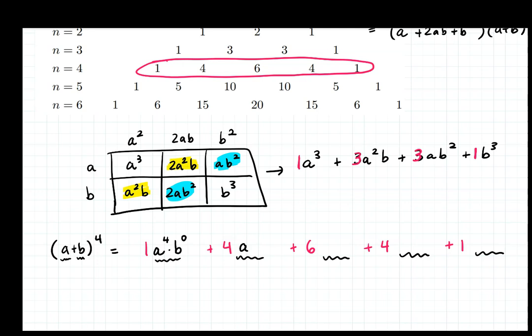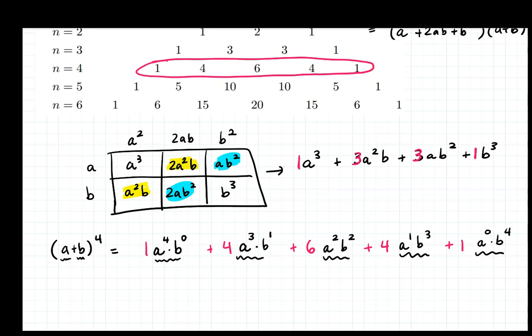In my next term, I'm going to decrease the power by 1 on a, so it'd be a cubed times b, and then on the b, I'm going to increase my exponent by 1. Notice still that if I sum the exponents here, 3 and 1, that will give me 4. So can you continue on the rest of the pattern? The next one would be a squared, b squared. The next one would be a to the first power, b cubed, and then the next one would be a to the 0 power times b to the fourth power.